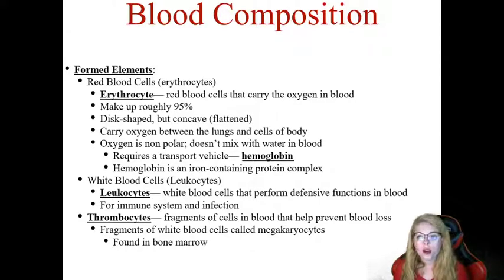The third component of the formed elements in your blood are called thrombocytes. And these are just fragments of cells that we have in the blood that help prevent blood loss when we get a cut or some type of injury. And so these fragments of white blood cells, we also call them megakaryocytes, and they're found in bone marrow. Okay, so the thrombocytes are basically a fragment of the white blood cells, and their main priority is to prevent blood loss in the body.